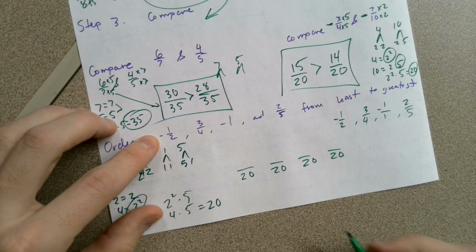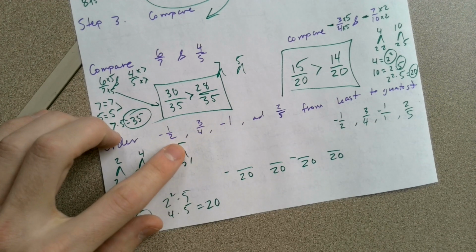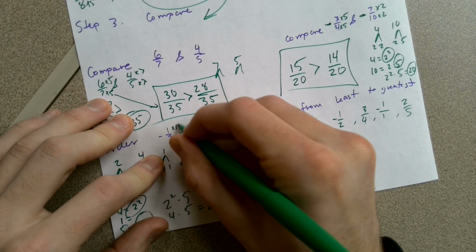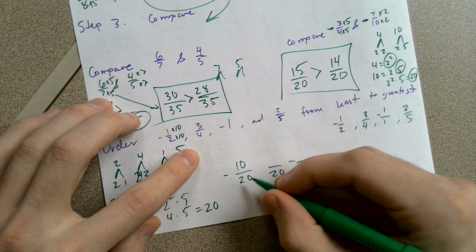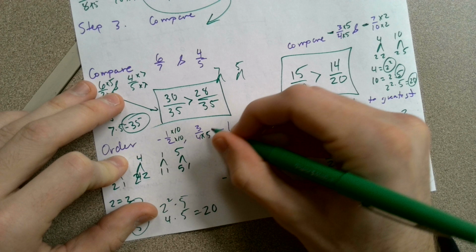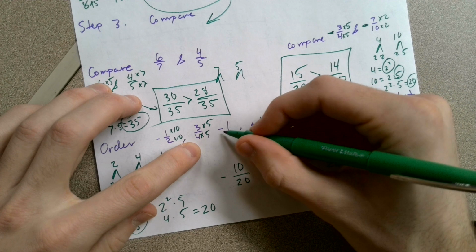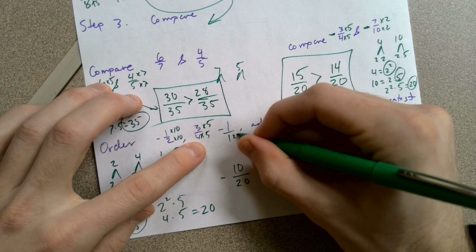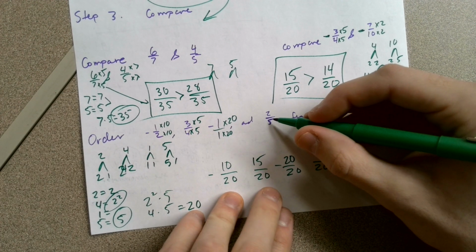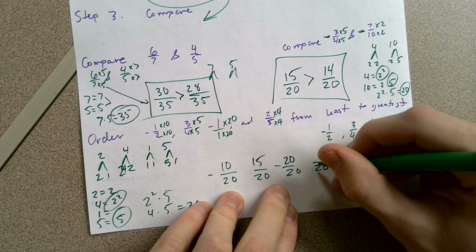Paying attention to those negatives, though. Some of these are going to be negative. I'm going to put those in right there. This one's negative, and that one's negative. Okay, how do I get from 2 to 20? I multiply by 10. 1 times 10 is 10. Our first one is negative 10 over 20. Our second one, how do we get from 4 to 20? Multiply by 5. It's going to be 15 on top. How do we get from 1 to 20? We multiply by 20. I have negative 20 over 20 here. And how do we get from 5 to 20? Multiply by 4. We're going to have 8/20.